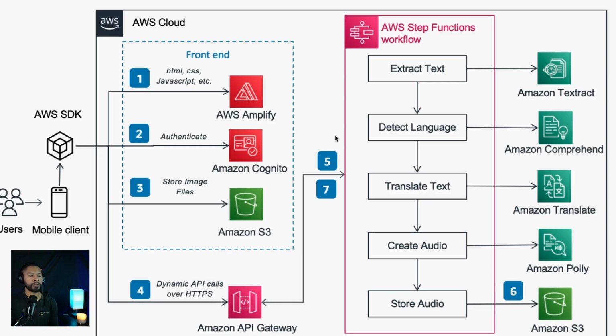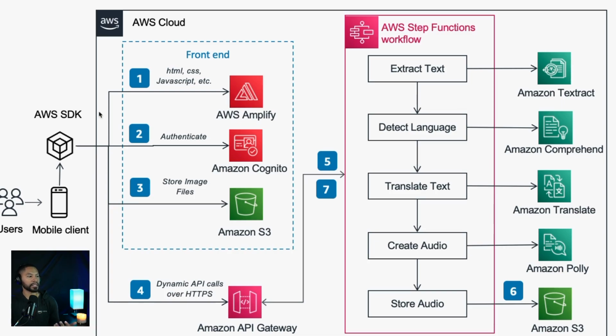lot more sense. Here we have an architecture diagram talking about how you can upload an image with text and have that text translated and created into an audio file so that you can use it in your front-end application. Very cool, but it uses a bunch of different parts. Let's break it down. Here we have a user. This user has a mobile phone, somewhere where they're going to be uploading this image with text.